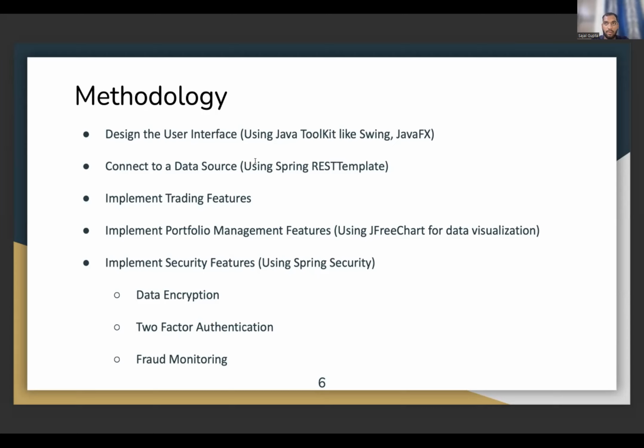Also, we can implement trading features such as buying and selling stocks, setting stop loss orders and limit orders by using Java libraries such as Apache Camel or Spring Integration. For data analysis and visualization, we can use JFreeChart to get a visualization of data more clearly. To implement the security features in the app, we can use two-factor authentication, encryption, and secure network connections by using Java libraries such as Spring Security Test.